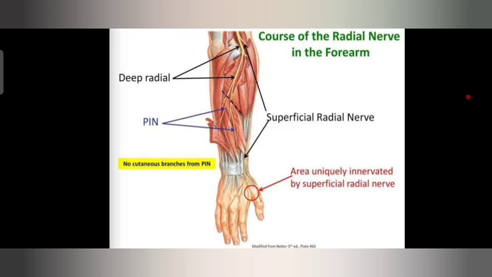So this is the course of the radial nerve in the forearm, where it is divided into 2 branches, that is deep radial and superficial radial. And there is no cutaneous nerve of the peripheral nerve and area uniquely innervated by the superficial radial nerve, that is the area around the anatomical snuffbox.